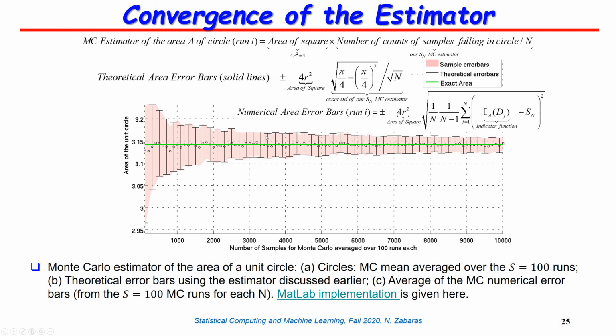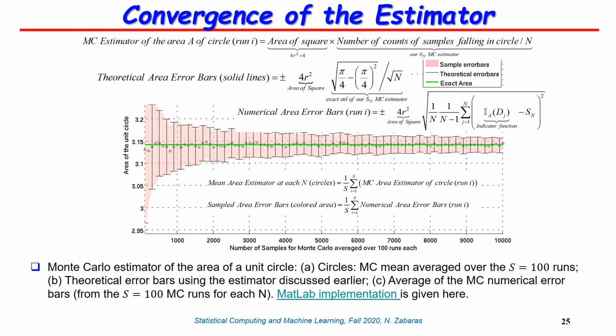Now, in this picture, the colored regions are computed with the numerical error bars. These horizontal lines are the analytical error bars, and you can see they compare very well. But also keep in mind that in the plots shown here, the experiment was repeated capital S times, and then the values of the estimator were averaged over those capital S values.